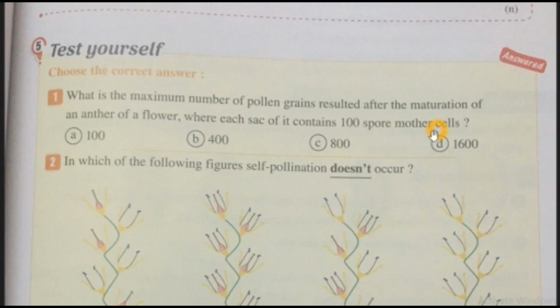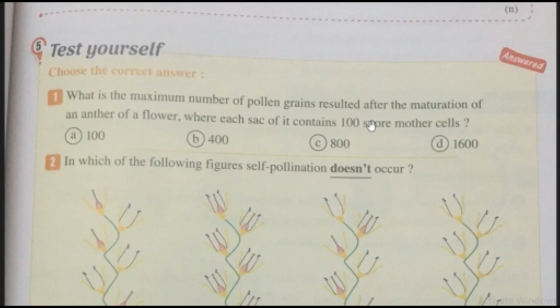The first question, choose the correct answer. What is the maximum number of pollen grains resulting after the maturation of an anther of a flower, where each sac of it contains 100 spore mother cells? Okay, so we know that one spore mother cell forms 4 pollen grains. So 100 spore mother cells will form 400 pollen grains.